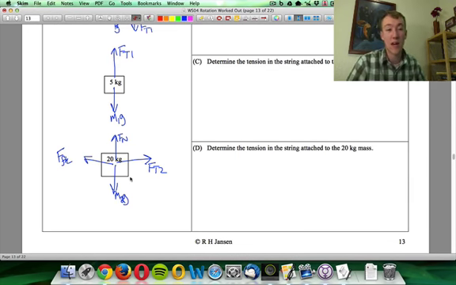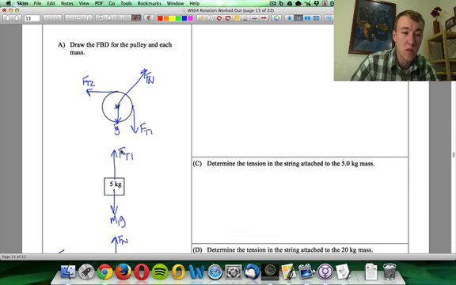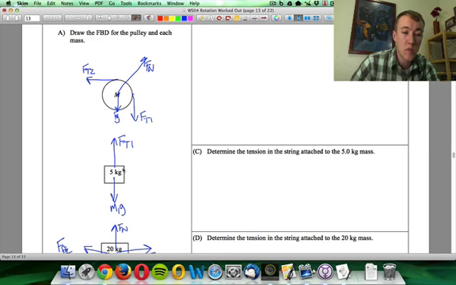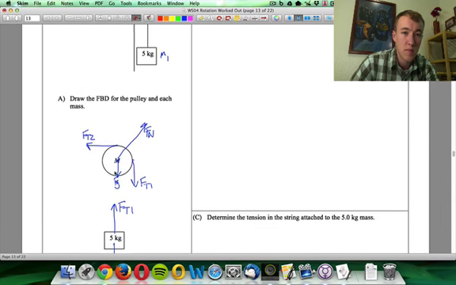So this has a lot of forces acting on it. The pulley's got a couple tensions. Those are going to cause torque. It also has a normal and a force of gravity. No torque on those ones because the distance from the axis of rotation for them is 0. The first mass, mass 1, the 5 kilograms, just tension and the force of gravity, and the 20 kilogram one has a few forces acting on it.